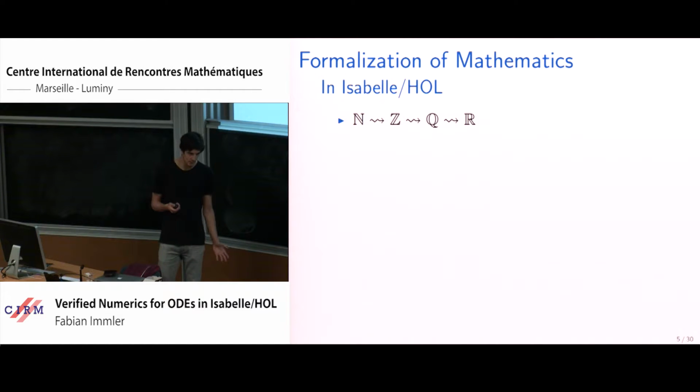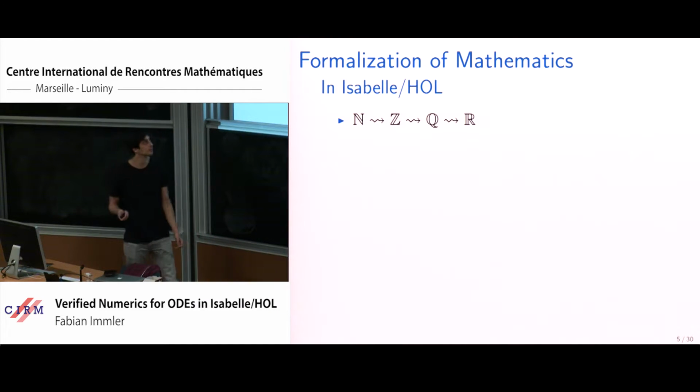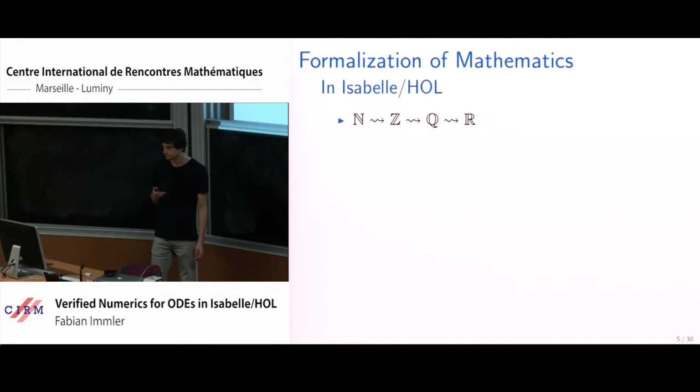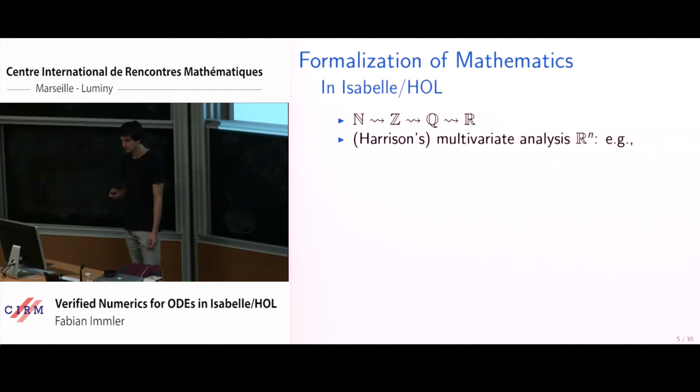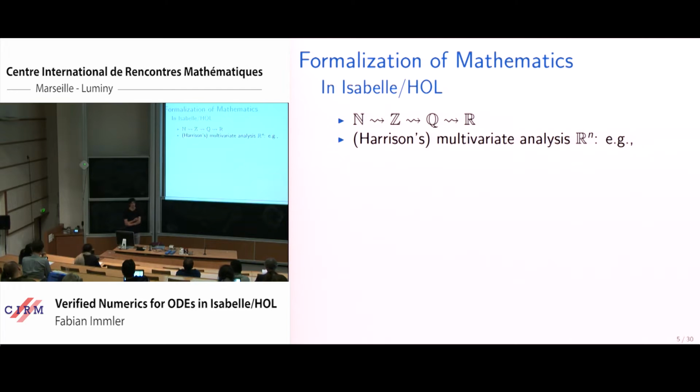So basically everything is constructed from first principles. You can think of it as starting from natural numbers, you construct integers, where if you take quotients, you get the rational numbers, and there's some completion of Cauchy sequences or something. You can construct the real numbers. Building on top of that, we have access to a quite good library of multivariate analysis, which has originally been ported from John Harrison's developments in HOL Light.